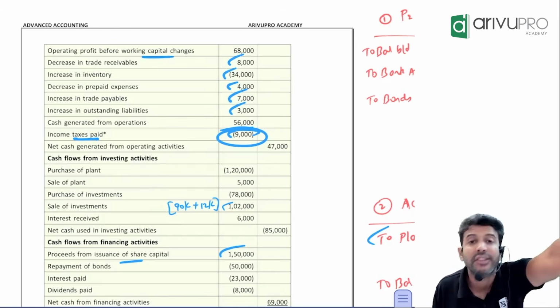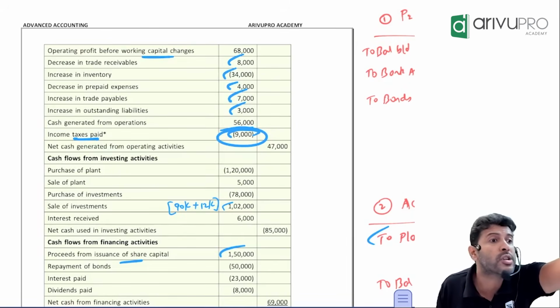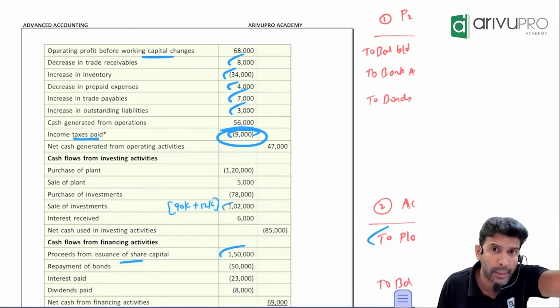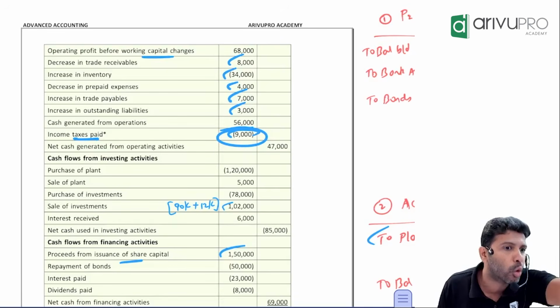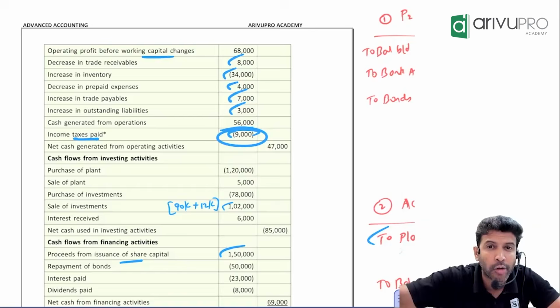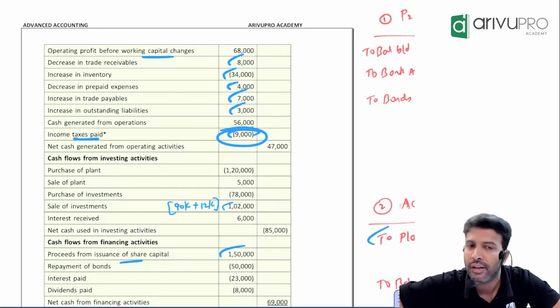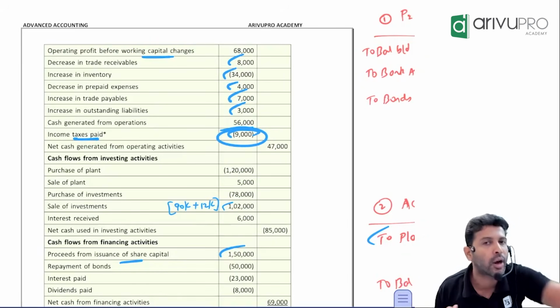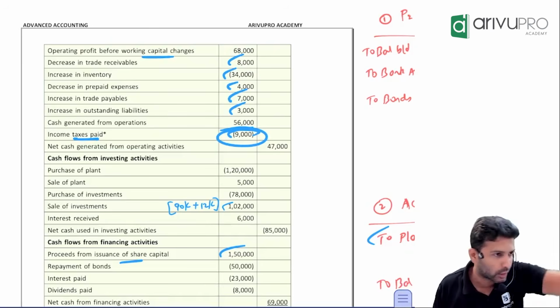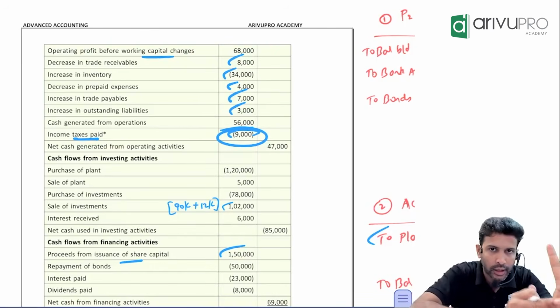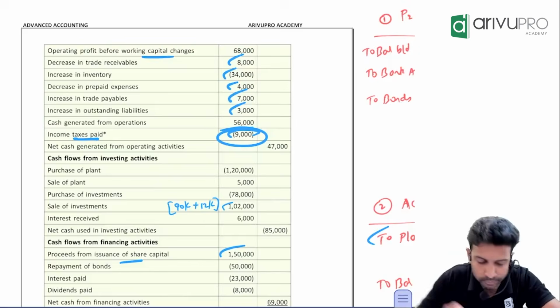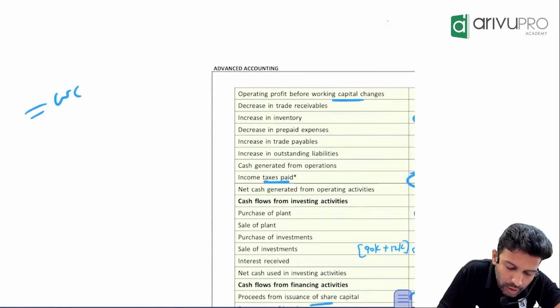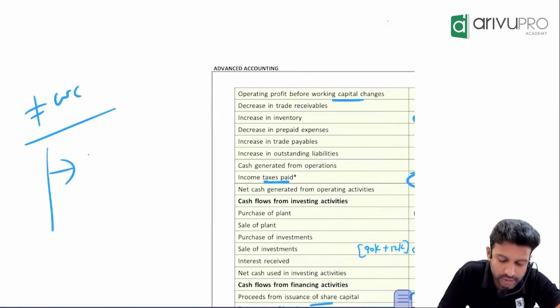Got it? Same lines. Proposed dividend or dividend payable. Dividend payable is also a current liability. Will it come under working capital changes? No. Why? Is a dividend part of operations or is it a finance activity? Finance activity. So dividend also will not come under working capital changes. If you want it as a formula, I'm just saying what will not come under working capital changes.